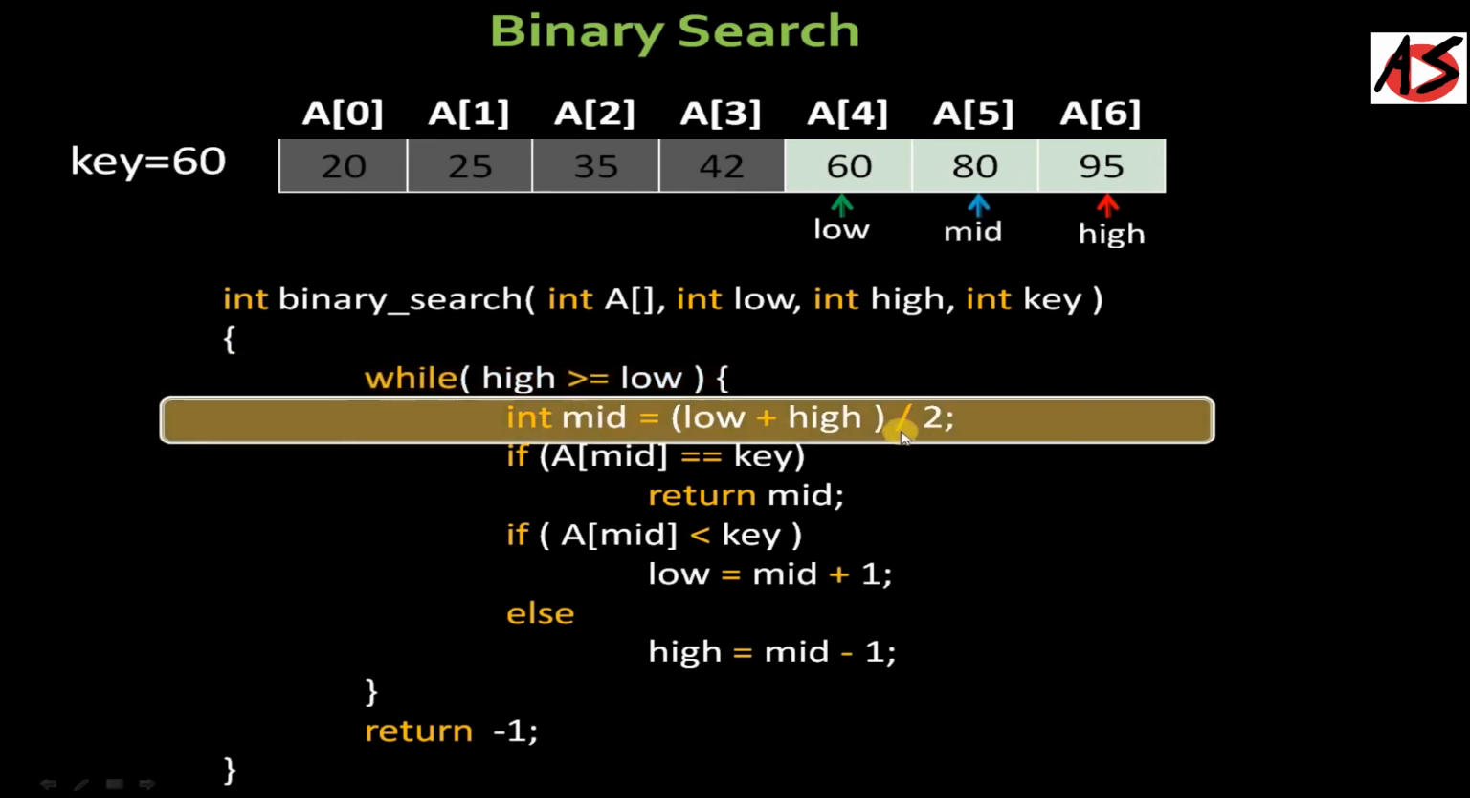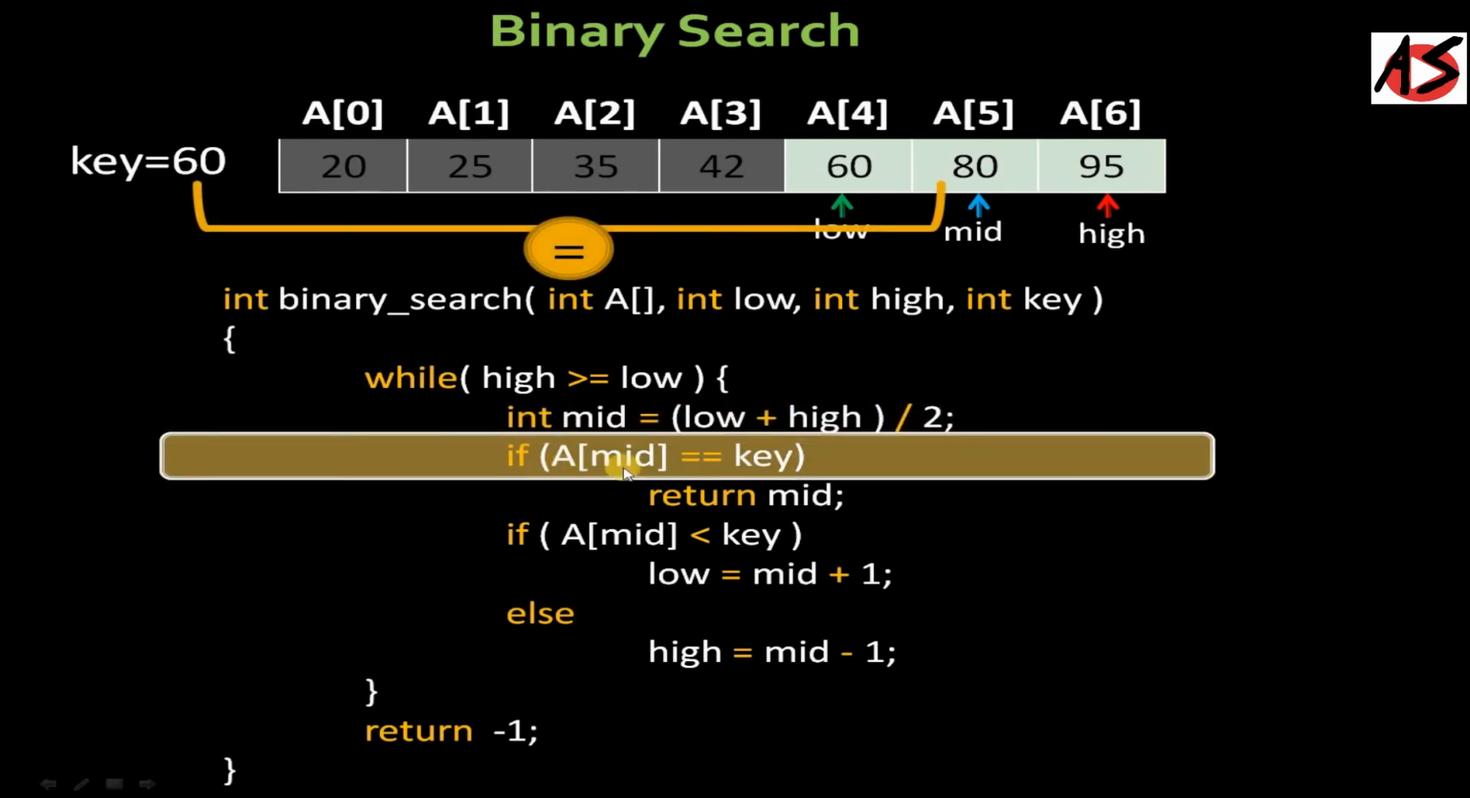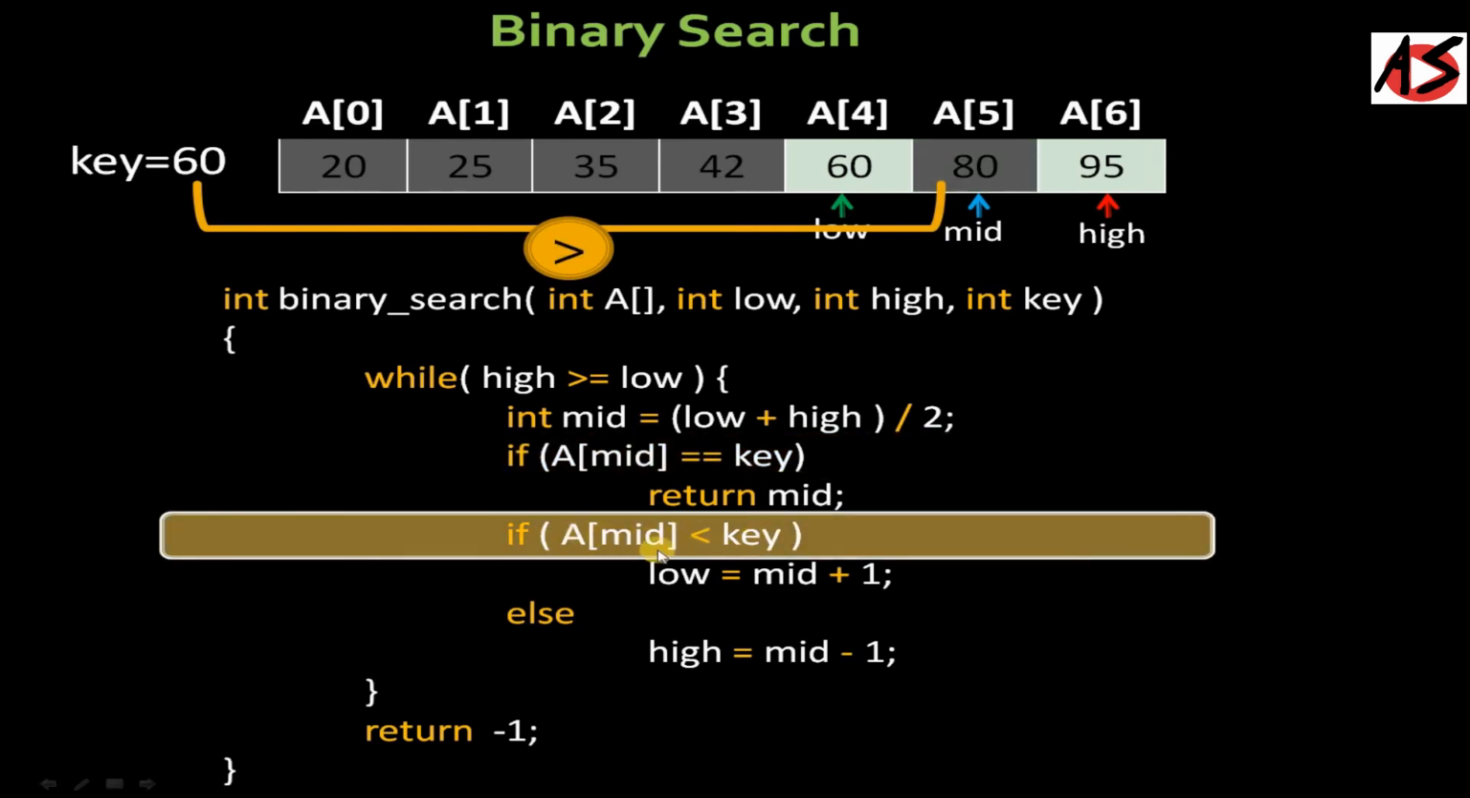So the condition is true, and again you set your mid pointer to (low plus high) divided by 2. Here you have low 4, high 6. So 4 plus 6, that is 10, divided by 2. So you take mid equal to 5. Now you check whether mid is equal to key. Mid is 80, key is 60. So 60 is not equal to 80. So the condition is false. Again you check the next condition, that is key is greater than the middle element.